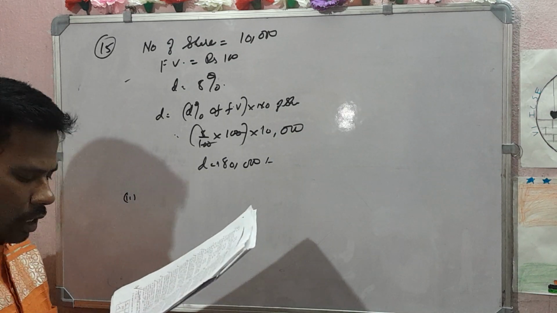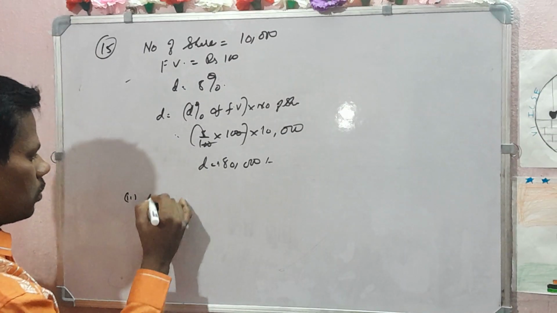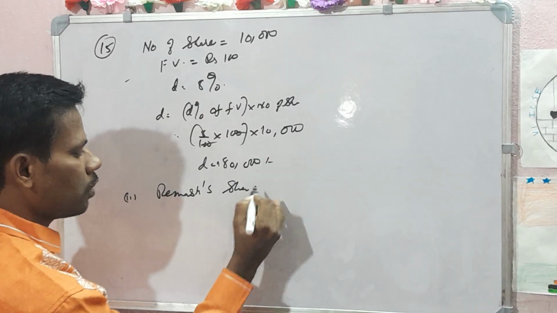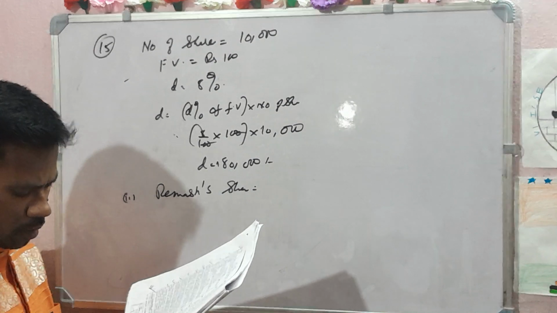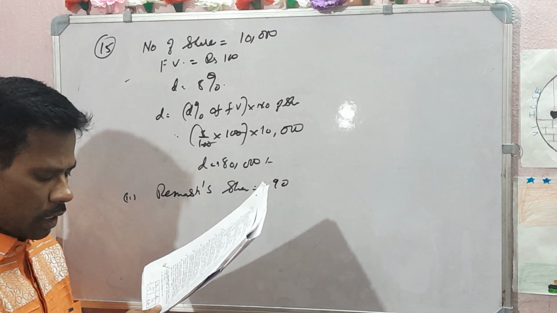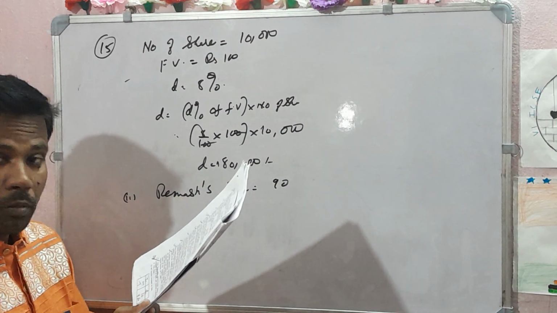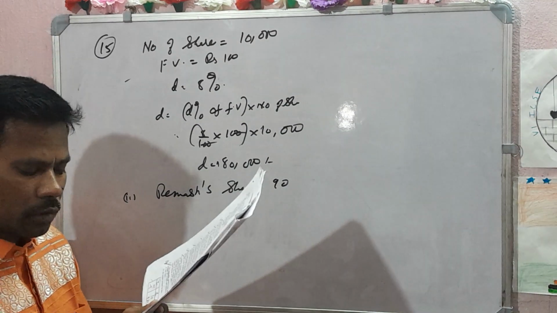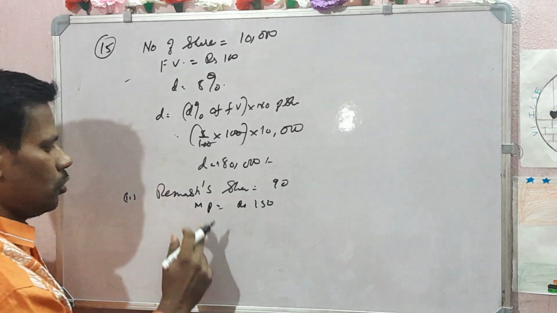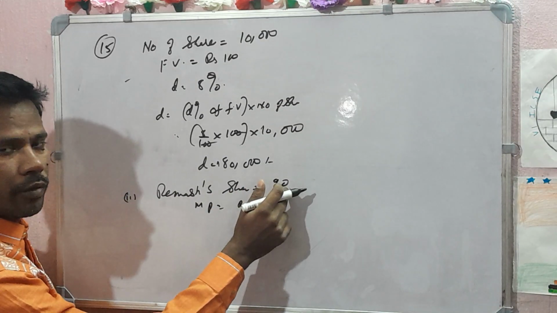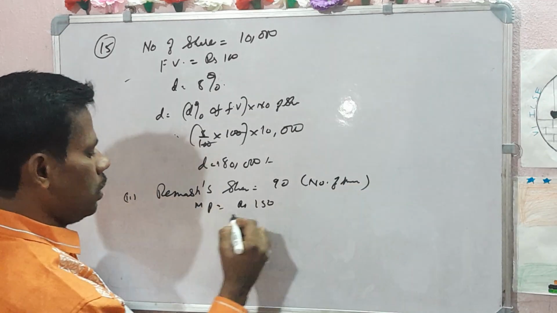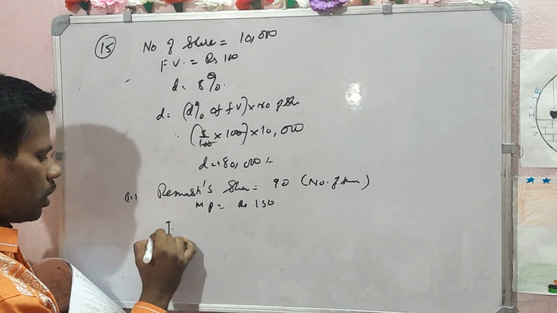Calculate the dividend. Ramesh had bought how many shares? 90. And what is the market price? Ramesh had bought 90 shares of the company at rupees 150. So number of shares is 90, this is nothing but the number of shares, and market price is 150. Therefore, total investment is what?